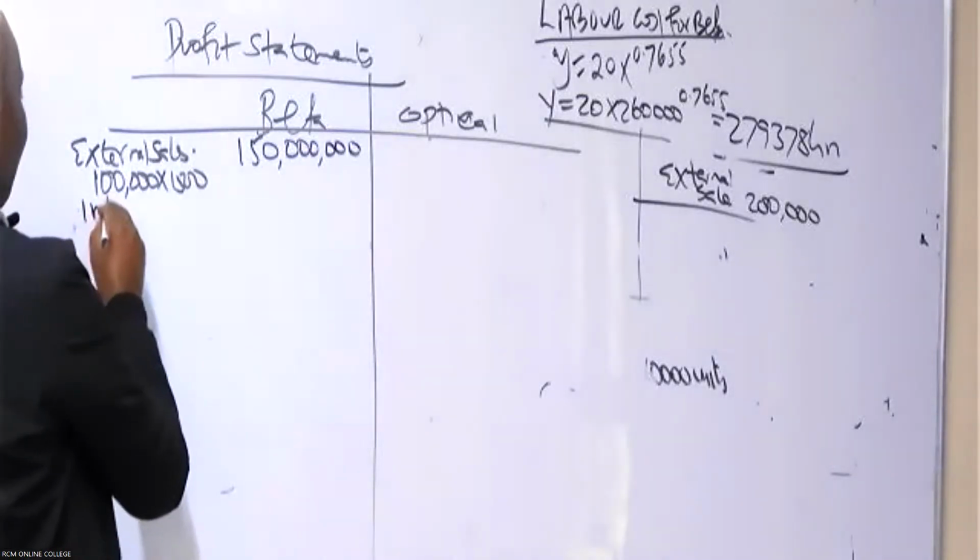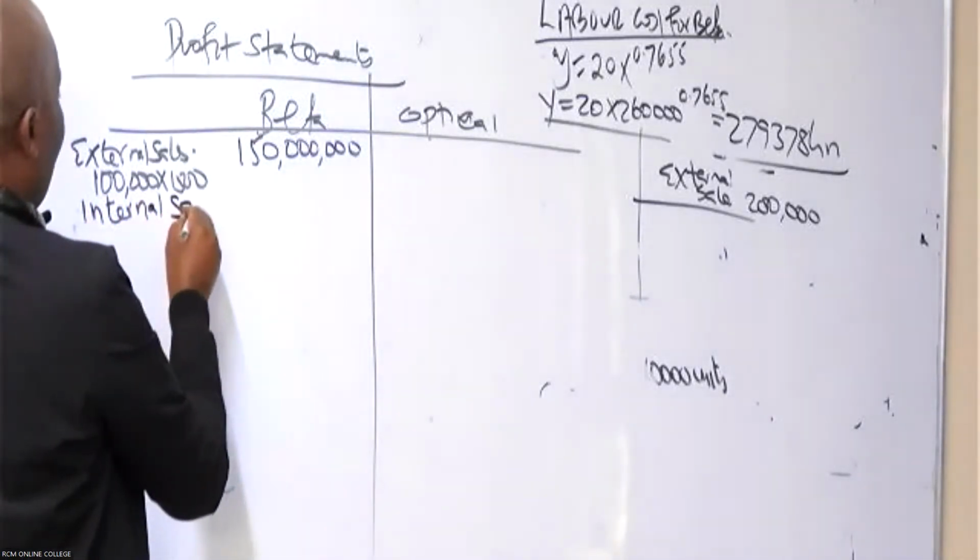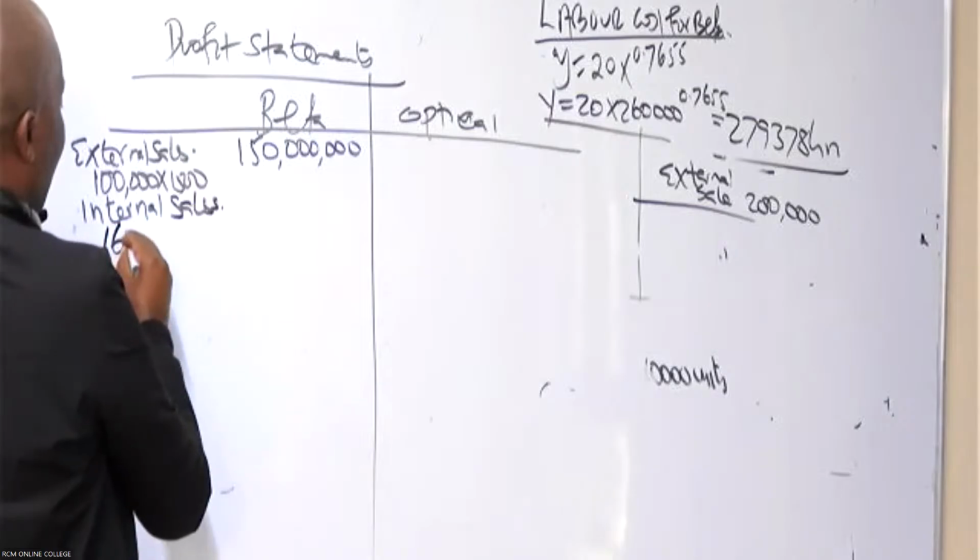Internal sales. It is 160,000 times 900.